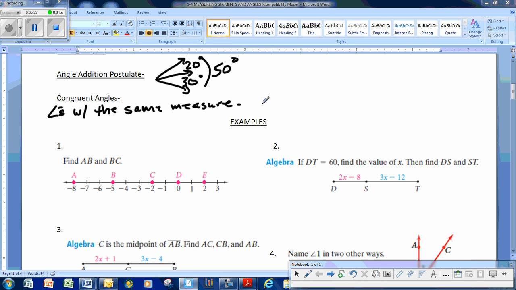So here's an example. If I have, let's say, angle A is 20 degrees, and over here, angle B is 20 degrees, then I could say that angle A is congruent to angle B because their measures are equal.